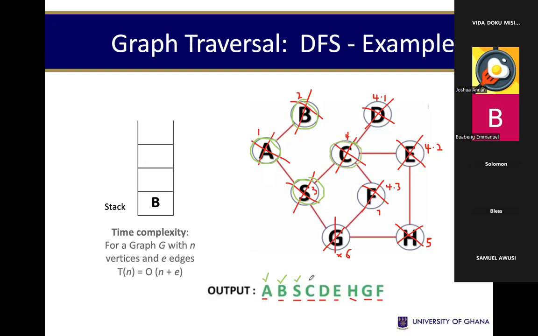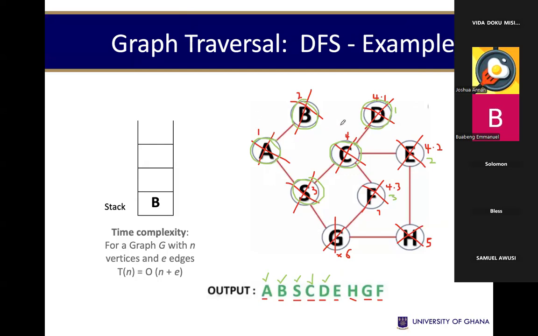Then in visiting C, I have to check the friends of C. The friends of C are D, let me write one here, E, two here, and then F, the last one, let me put three. Now, in alphabetical order, D, E, F, D comes first. So I visit D. Now D is out. Before I move on, I have to check whether D has any other friend. I'm not seeing any friend of D.